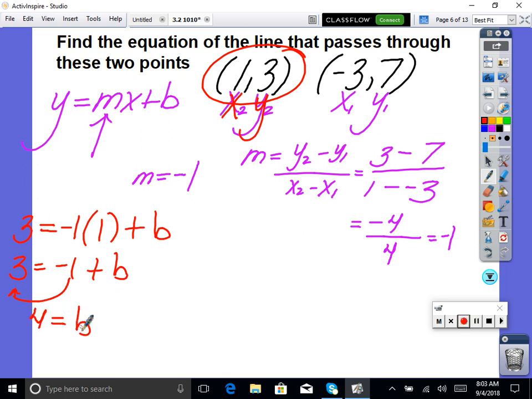So let's plug in what we know. We know y is equal to, what's our slope? Negative 1x, so I'm going to write negative x, and then our b was plus 4.